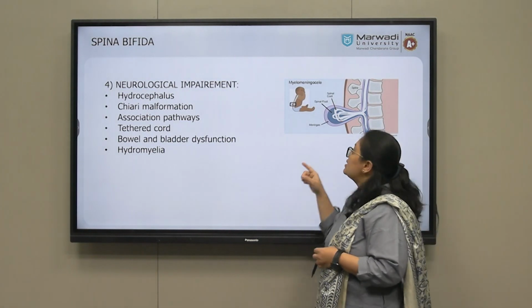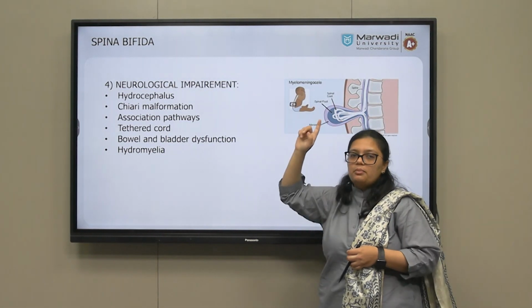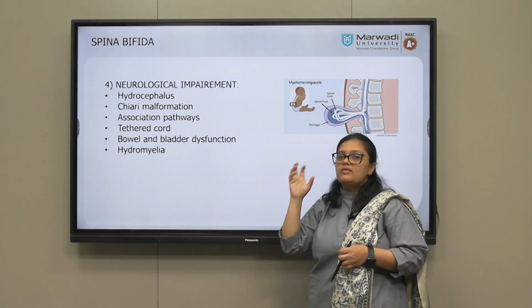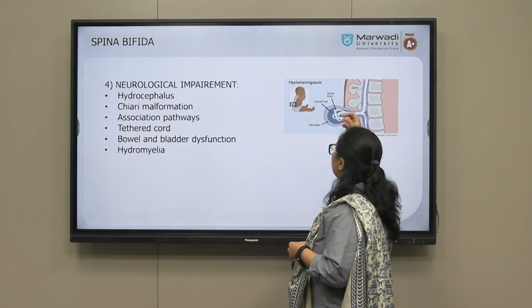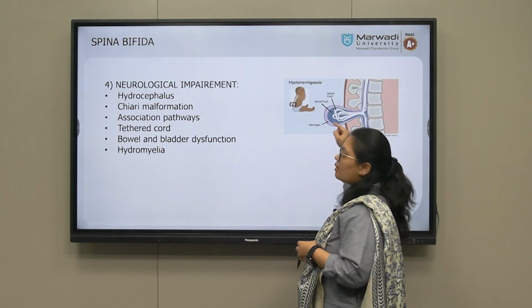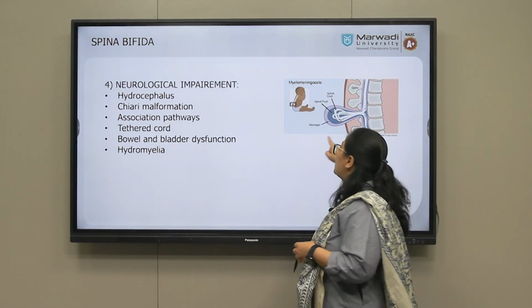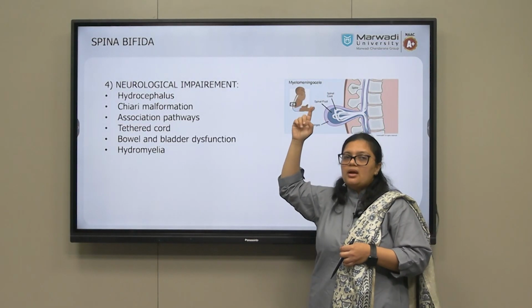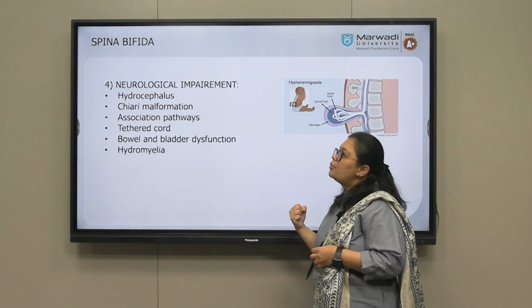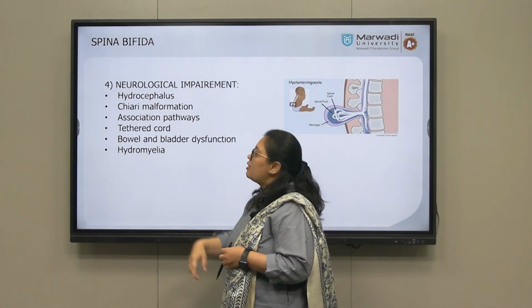Now we know that this spinal cord is connected up to the brain, the lower part of the brain. So when the lower part of the brain also gets pulled, here, if we just pull the thing that is coming out, if we consider this as a string, the spinal cord, then it is attached to the brain. So the parts of the brain will also be pulled down. So that is Chiari malformation.